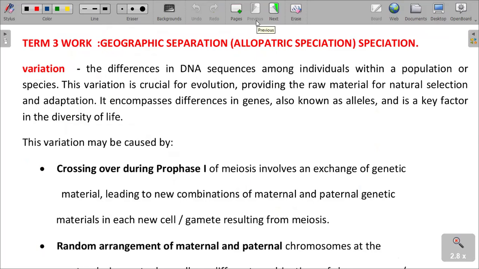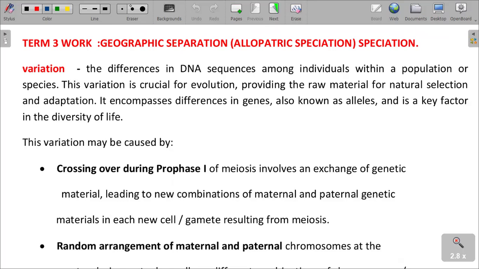So let me just start from the very first presentation, the very first notes that we need to look at. What is variation? Because for us to understand the population development or a species emergence, we also want to establish an understanding of genetic variation. Genetic variation, what is it? This is the difference in the DNA sequence among individuals within a population or species.